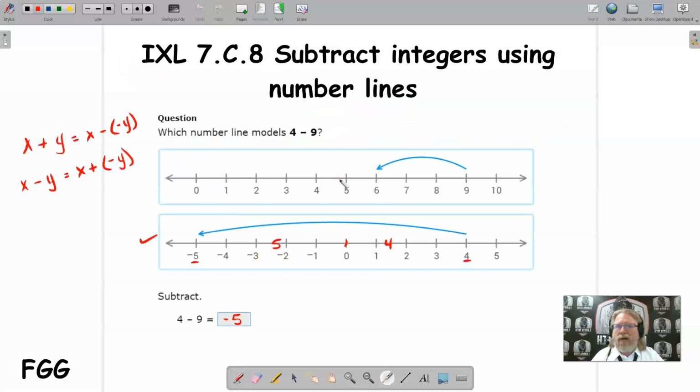All right. So those are all of my examples for IXL 7.C.8, Subtract integers using number lines. Good luck with your activity.